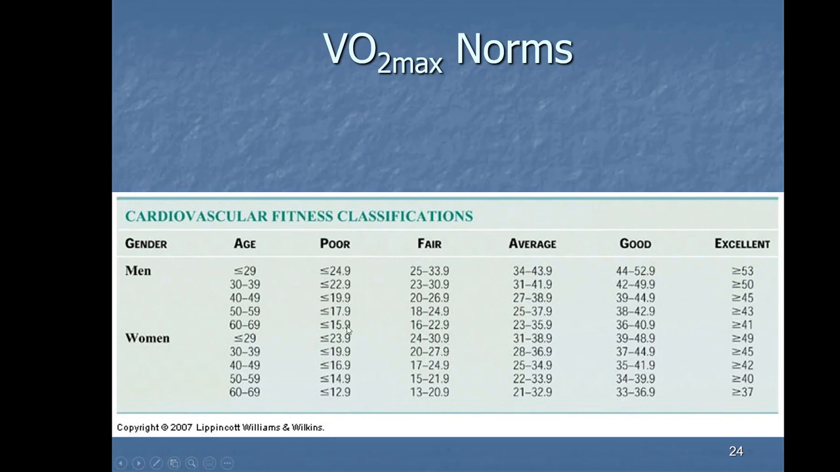So these are some norms. The units are milliliters of oxygen per kilogram of body weight per minute. We'll talk more about units shortly also, but you can see for young adults, men and women, what's good and what's bad. According to this, anything over 53 milliliters per kilogram per minute is going to be in the excellent category, and everything else is based off of that. You can see there are different norms for men and women. A lot of that is due strictly to muscle mass, which utilizes a lot of the oxygen. And then age plays a role also.